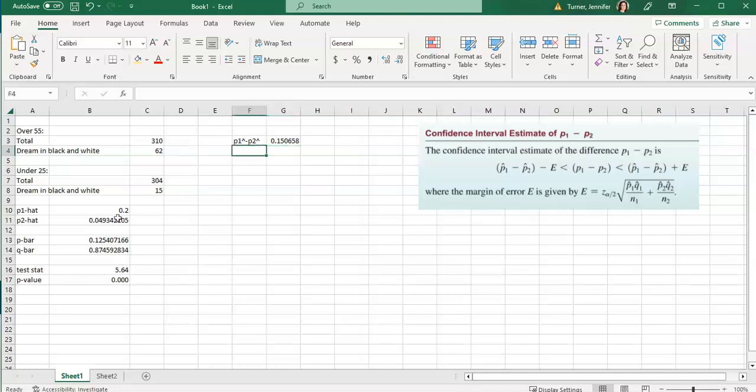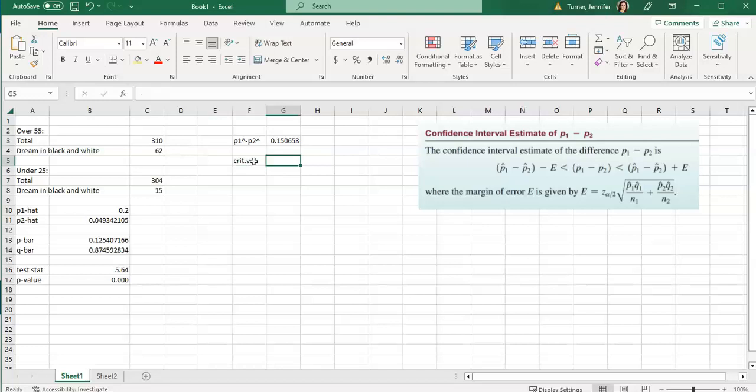Next, we need the margin of error. To find the margin of error, we need a few things for this formula. We need the z alpha over 2. This is similar to what we did when we did confidence intervals. We need P1 hat, which we already have, Q1 hat, which we already have, N1, which we already have, P2 hat, Q2 hat, and N2, which we already have. So the only thing here that we don't have is the z alpha over 2. So let's go ahead and find the z alpha over 2. Remember, this is called the critical value.